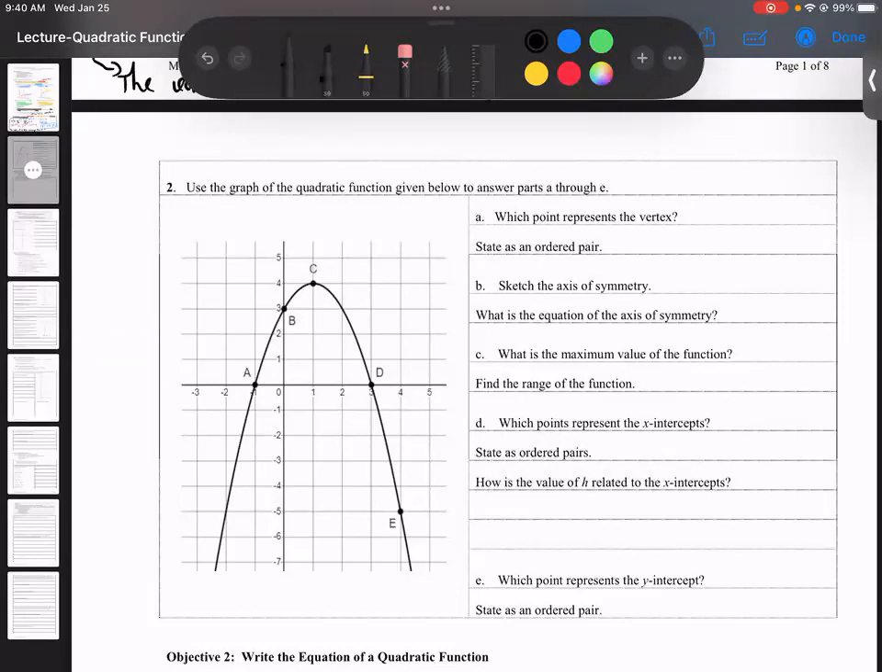Which point represents the vertex? C, right? So you're going to write letter C there, and then write an ordered pair, which will be (1, 4). Most people get that. Axis of symmetry. Very good. I'm glad you said x equals 1. On the exam, you just put that. Might be 0 because it doesn't make sense. Right? Number 1, what 1? 1 is a coordinate, or x equals 1.